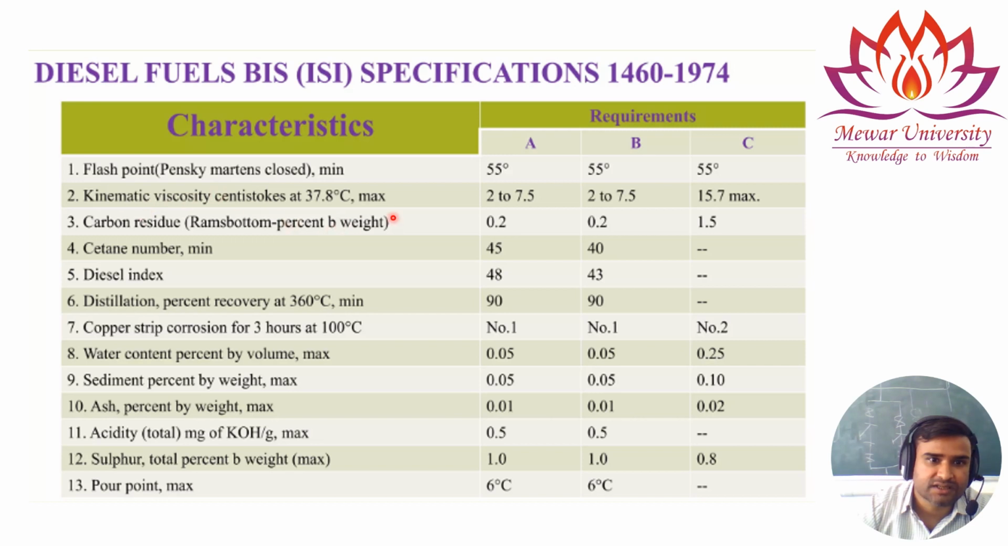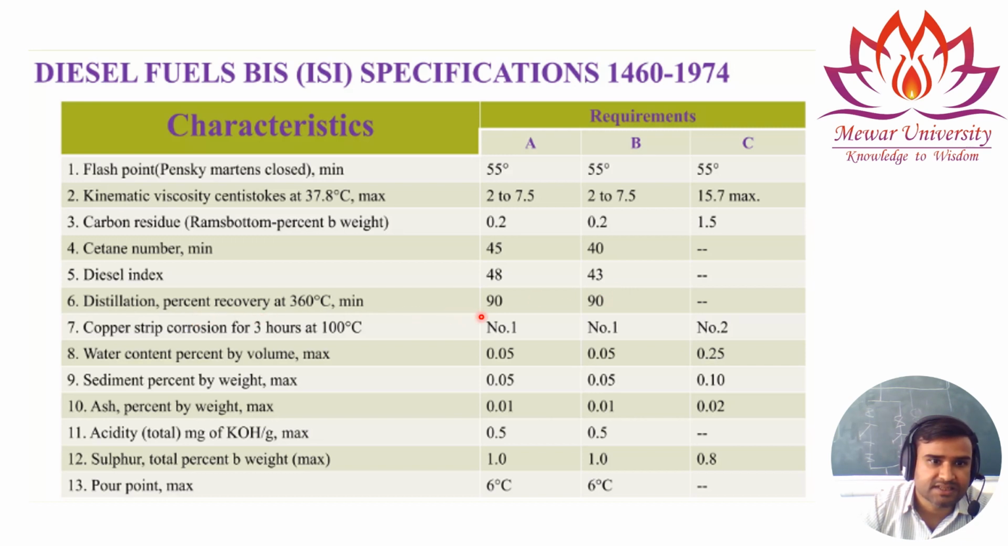Kinematic viscosity is around 2 to 7.5, and 15 to 15.7 up to maximum. In the C standard the kinematic viscosity is increased. For carbon residue, we have Ramsbottom percent by weight, 0.2, 0.2, and here 1.5. Cetane number we have 45, 40. Diesel index we have 48 and then 43.